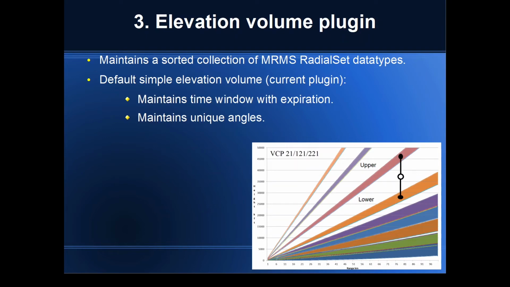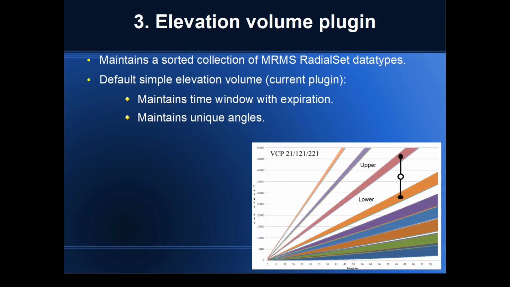So the third and final plugin so far is the elevation volume plugin. This plugin came later due to feedback and ideas expressed from others. The idea behind this is to allow a plugin with an API for maintaining the virtual volume currently being used. Typically, an elevation volume will be required to maintain a unique sorted list of elevation angles, the time, as well as the data of each radial set.